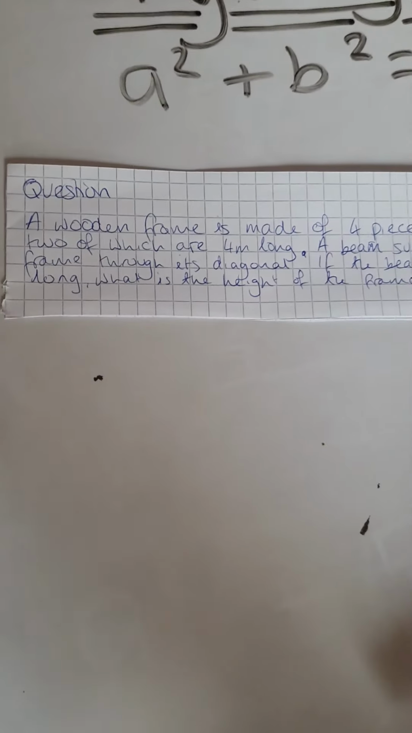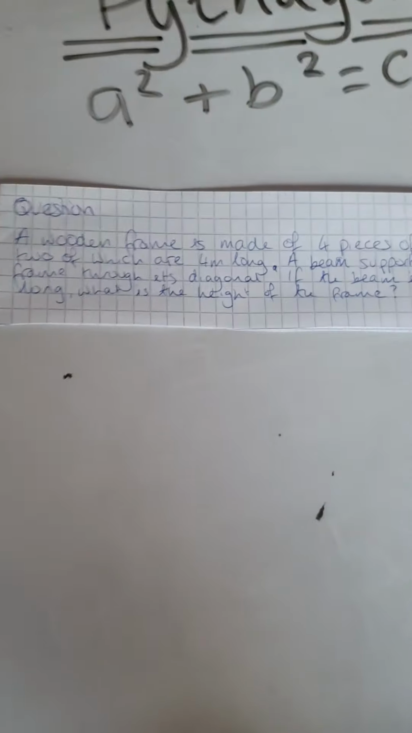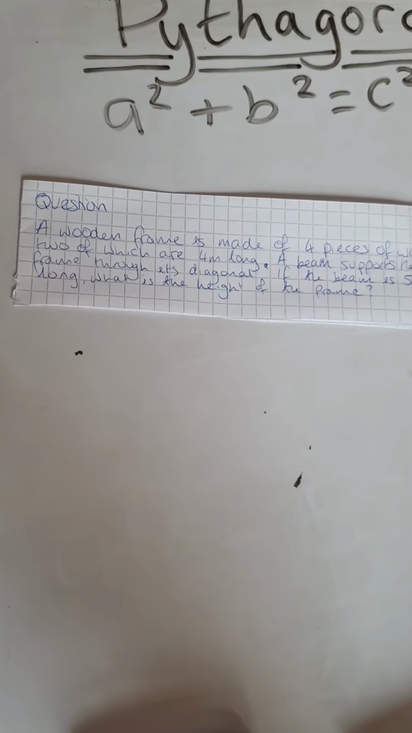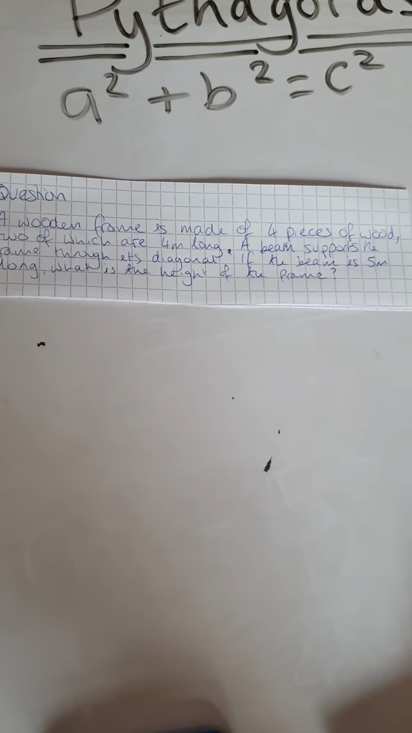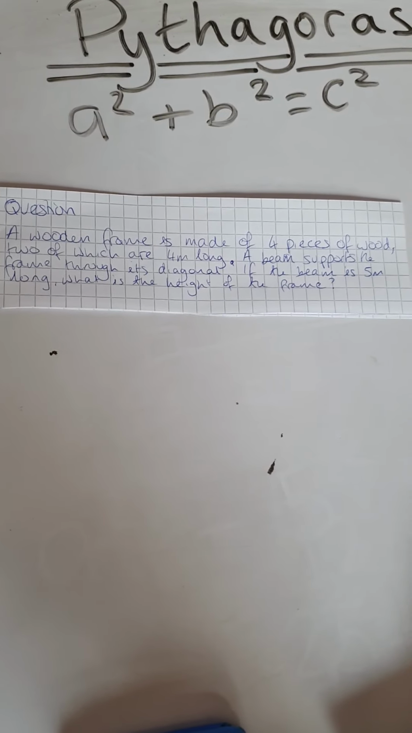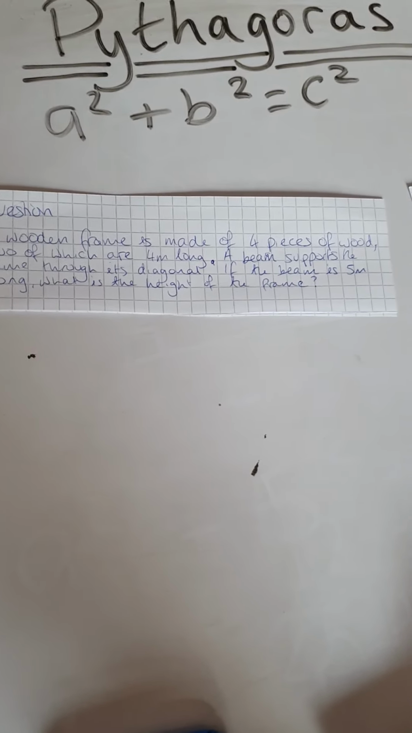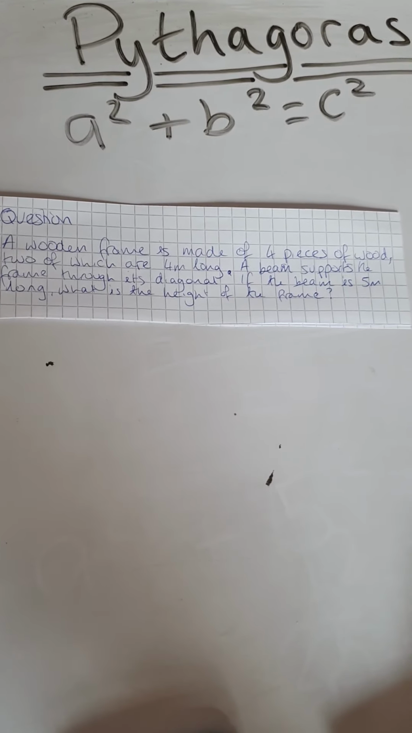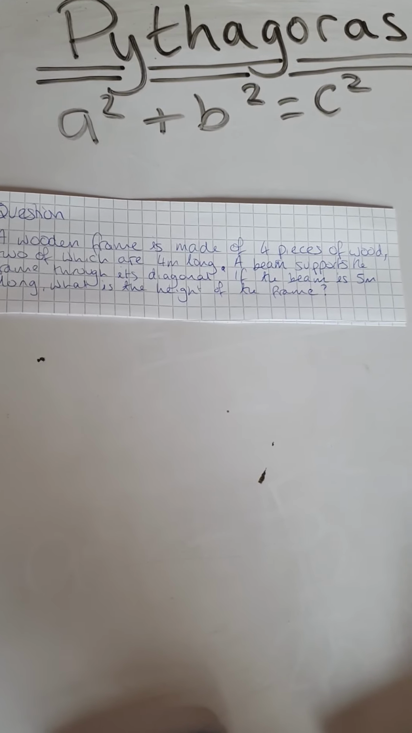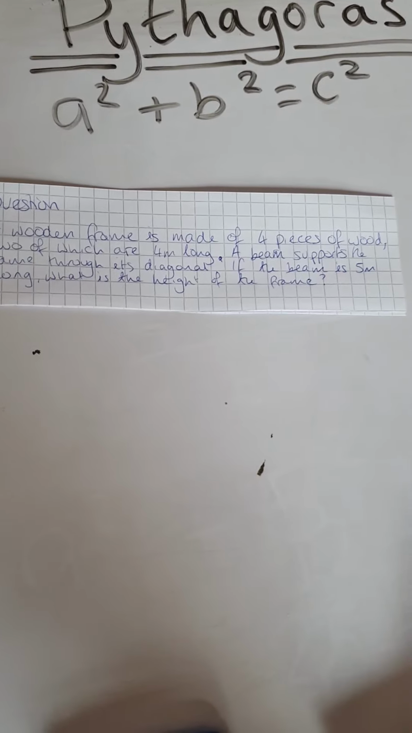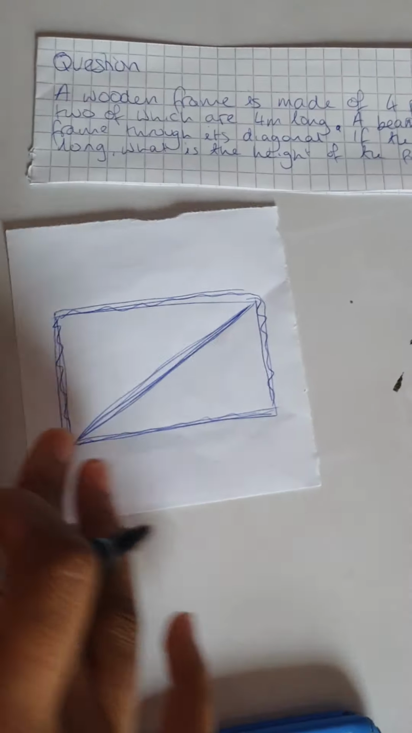My second question says, a wooden frame is made out of 4 pieces of wood. Let's say rectangular. A rectangular wooden frame is made out of 4 pieces of wood, 2 of which are 4 meters long. A beam supports the frame through its diagonal. If the beam is 5 meters long, as in the beam that's through the diagonal, what is the height of the frame? Now, if I sketch that out, it looks like this.